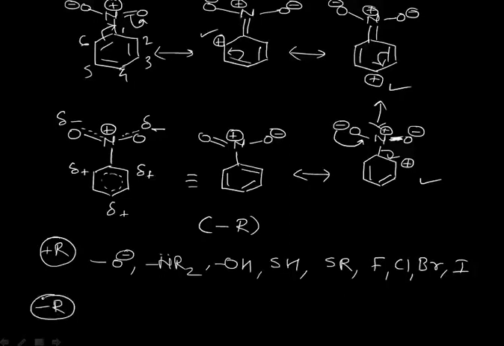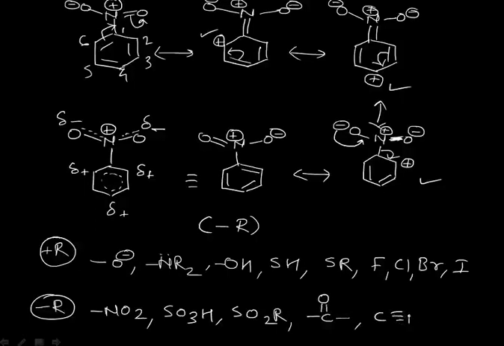Let's have some substituents going to show the minus R effect, as we have discussed here. NO2 group, then SO3H, SO2R, carbonyl, either aldehyde or ketonic group, or ester, and cyanide or nitrile, and carboxylic acid group. Those are some examples of the substituents going to show the minus R effect.